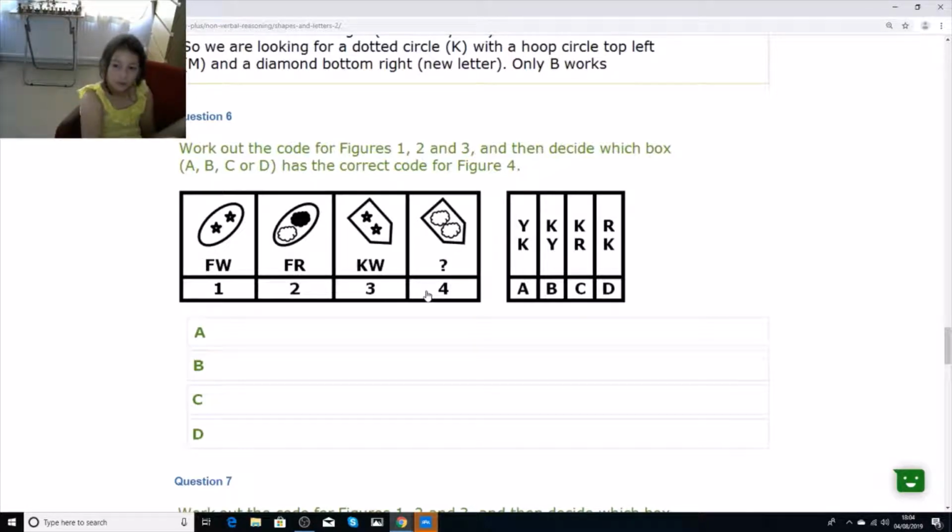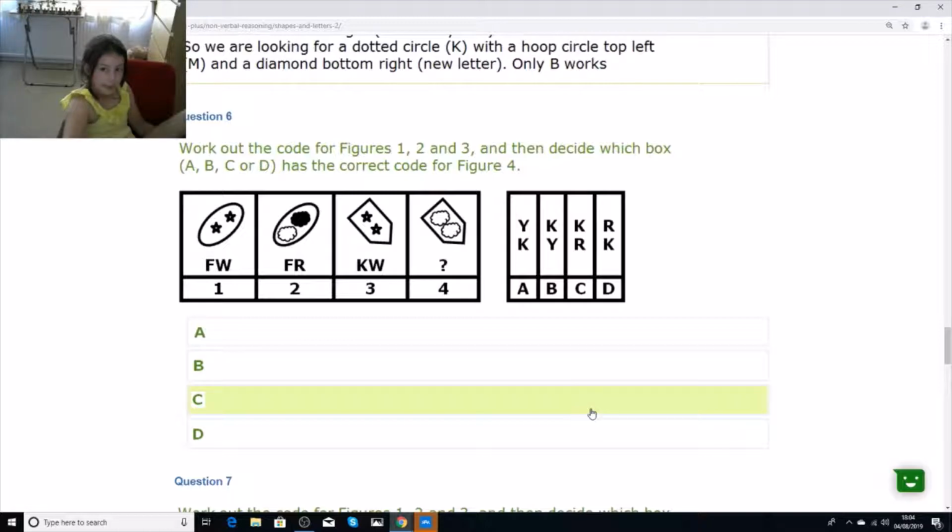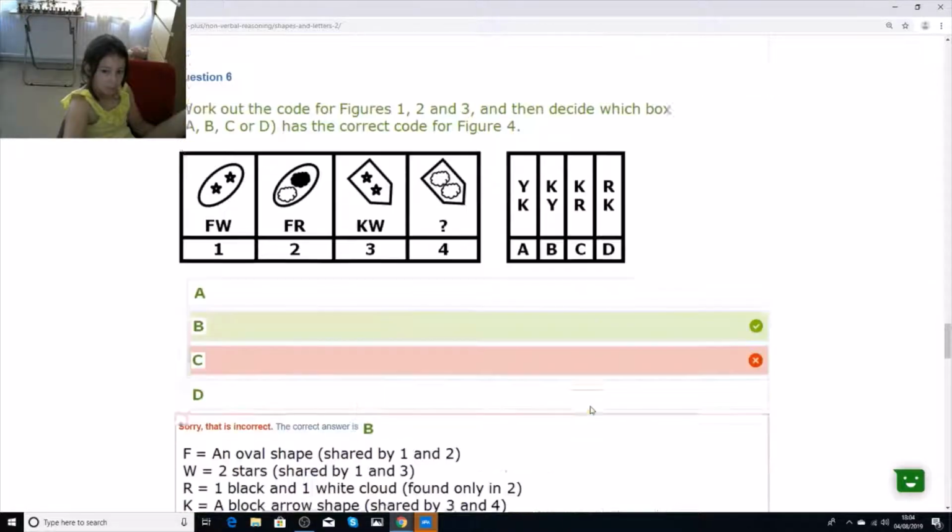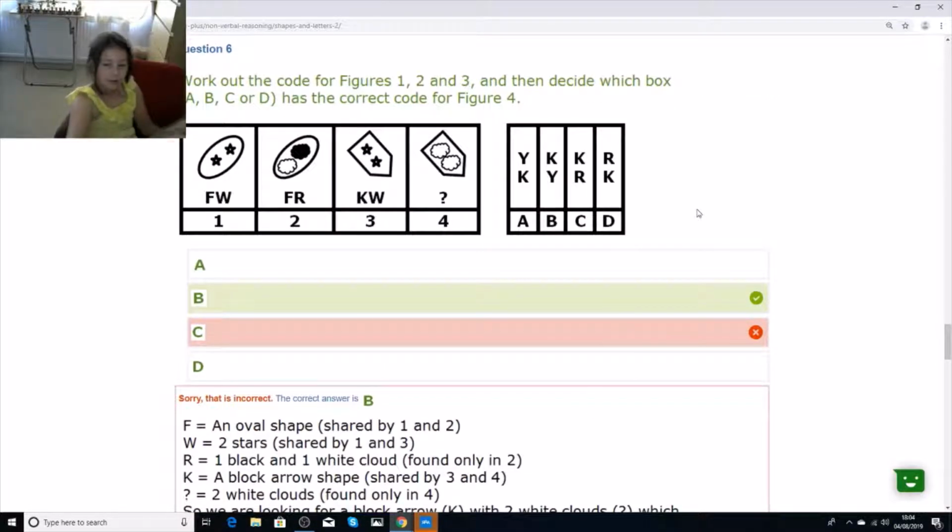So it's either Y or R, the second letter. Basically, W and W. So what do these have in common? The 2 stars. So because there are 2 clouds, the last letter of the shape must be R, because it also has 2 clouds. So let's see. It's probably KR, which is C. I might get it wrong, so incorrect. So the correct answer is B.